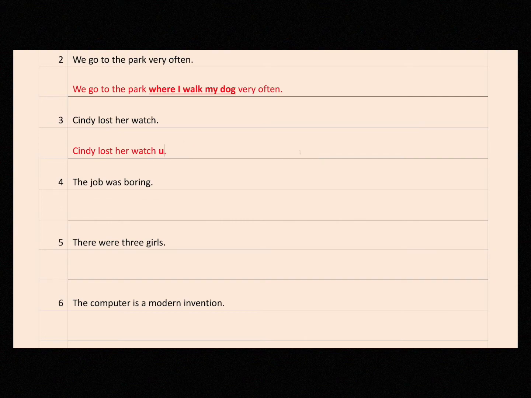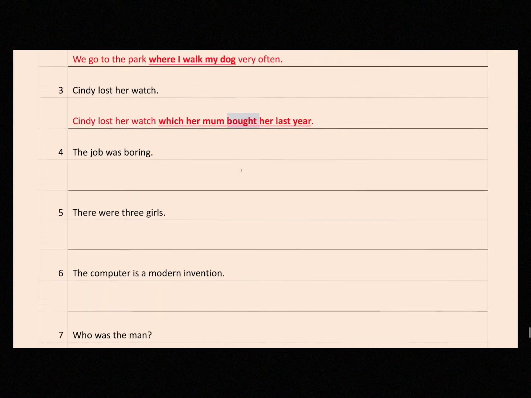This is the relative clause to describe the watch, to specify the watch. This is the watch which her mum bought her last year. And then the reason why I use bought here is that last year it's a past event, and this is why we use a past tense to talk about it.